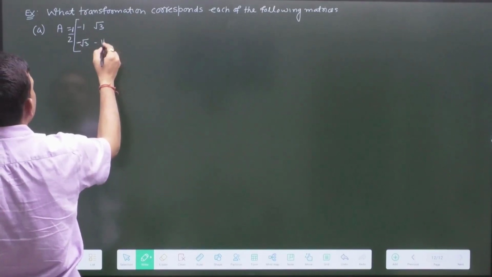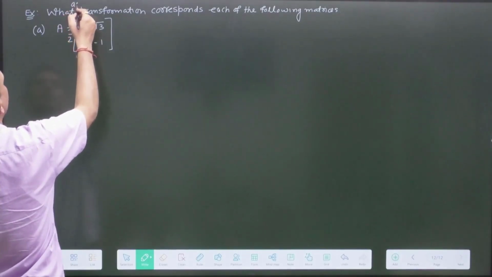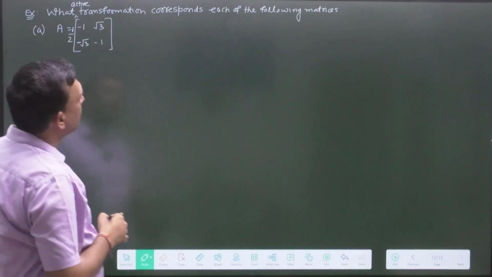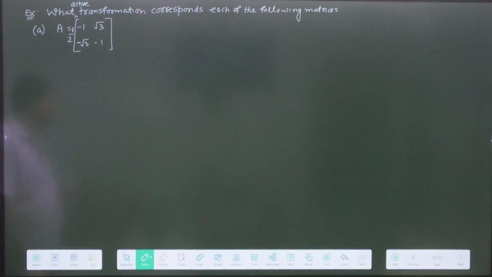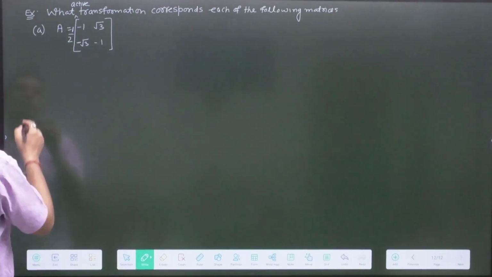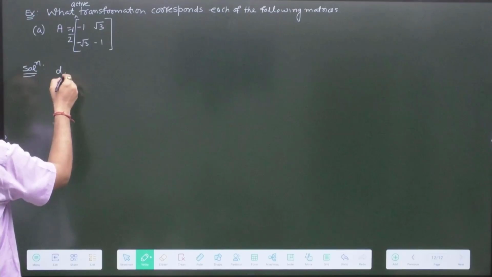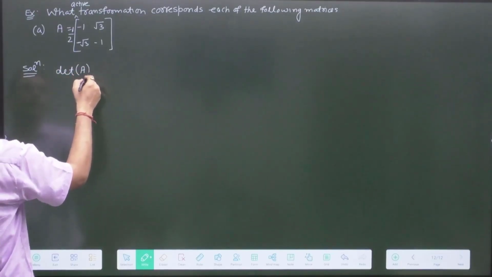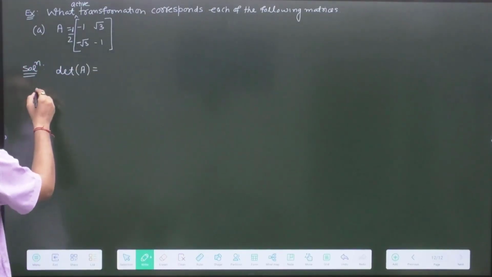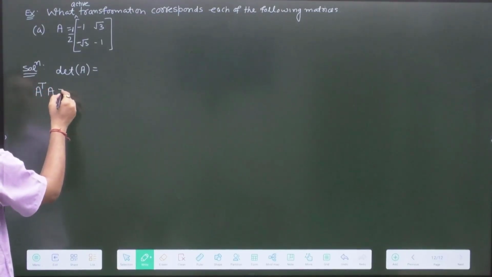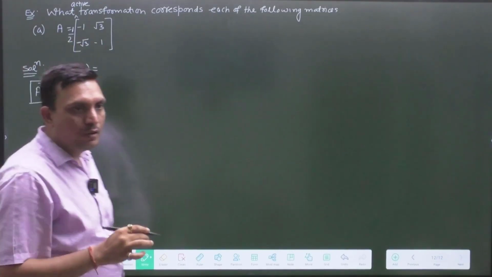Let's assume it's a case of passive transformation. What active transformation corresponds to each of the following matrices? So this is first matrix A. First you have to find the determinant of A. You should also check that A transpose A is an identity matrix. First you have to see whether it is orthogonal or not. If you check, it's an orthogonal matrix.